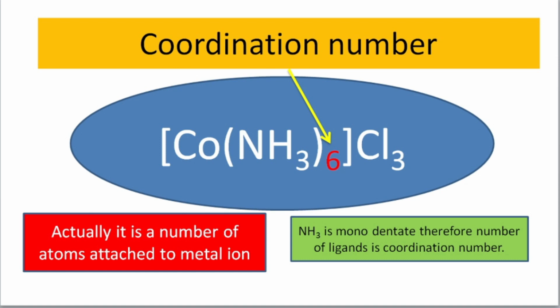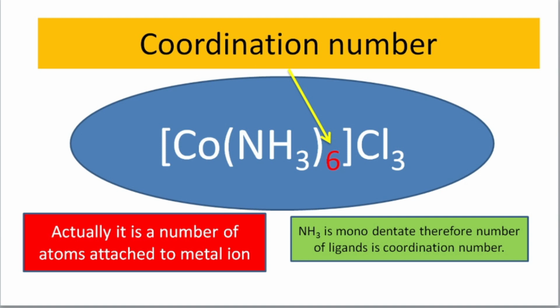In this complex Co(NH3)6Cl3, 6 ammonia molecules are there and each ammonia molecule donates a lone pair through nitrogen. So the nitrogen atom links to the cobalt 3+. So how many nitrogen atoms are there? 6. Therefore coordination number 6. How many coordinate bonds are there? 6. Therefore coordination number 6.